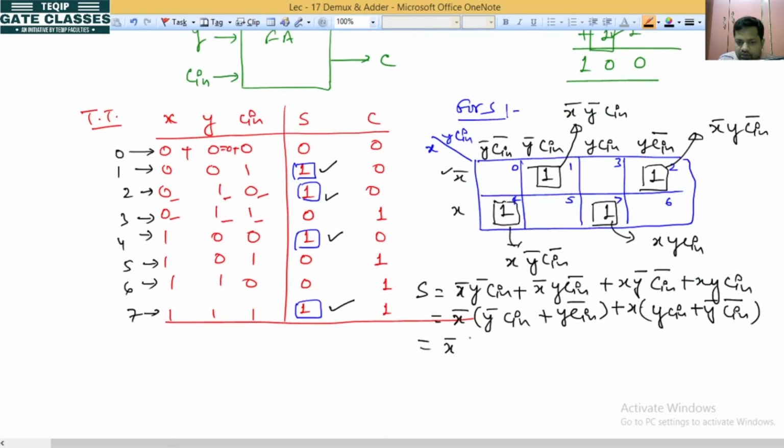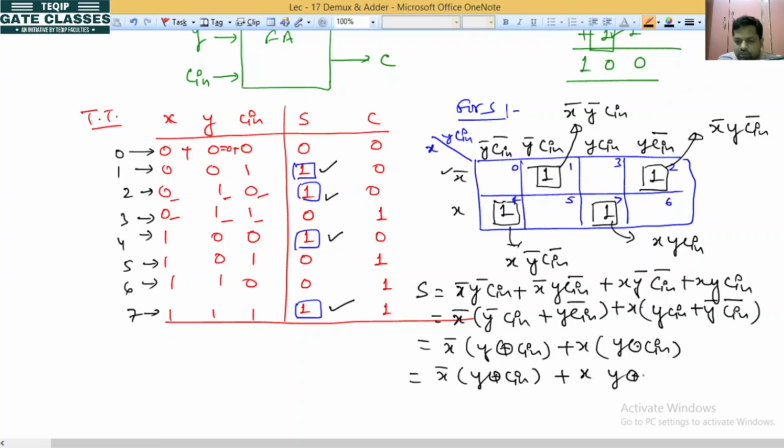It is x bar, this one is y XOR c in का function है ये, so it will be x, this one is y XOR c in का function है. Now you can go x bar y XOR c in plus x y XOR c in का complement. So it will be, now let a is x and this whole value is b. So it will be a bar b plus a b bar.